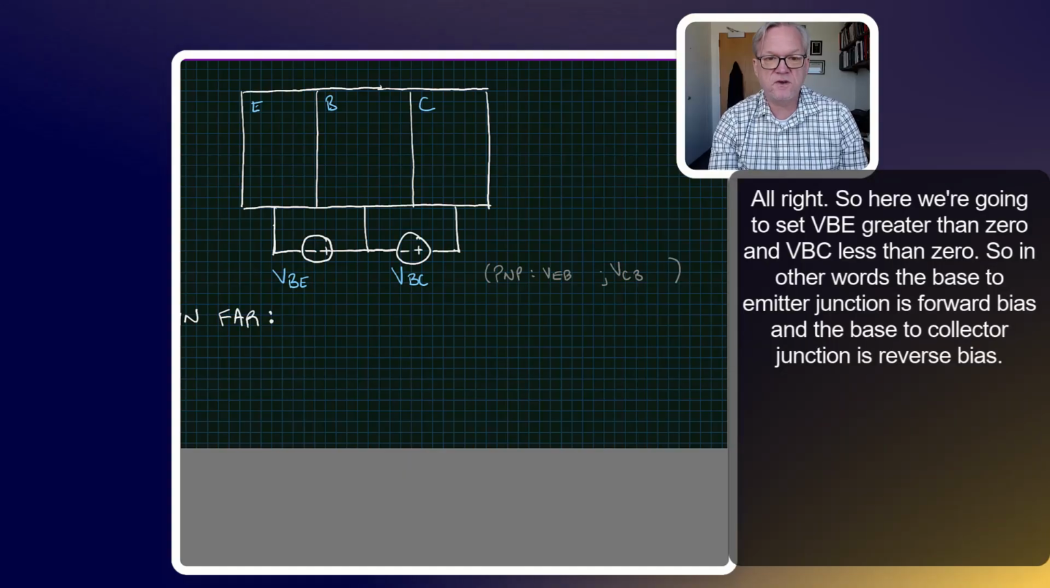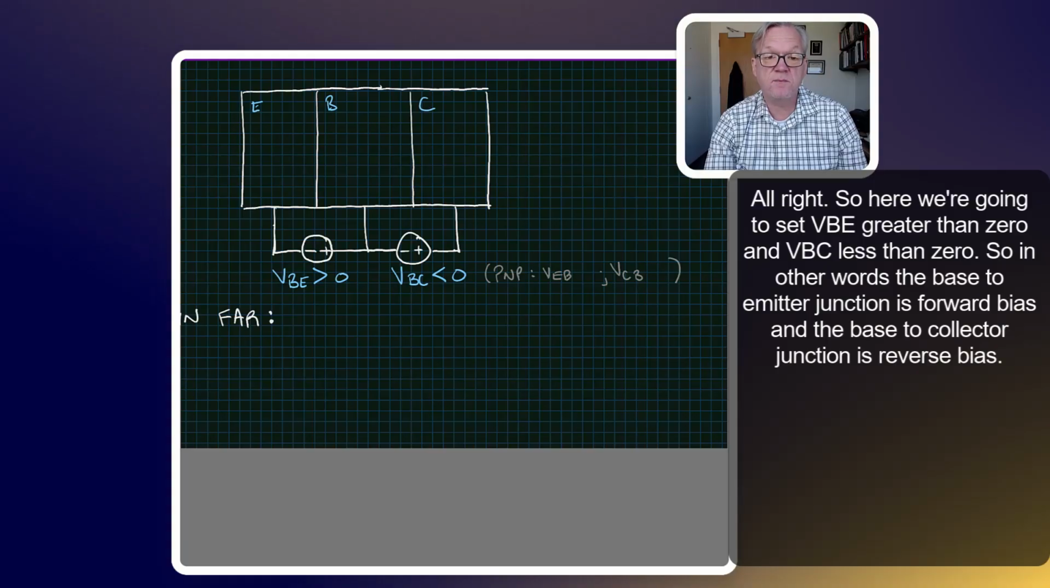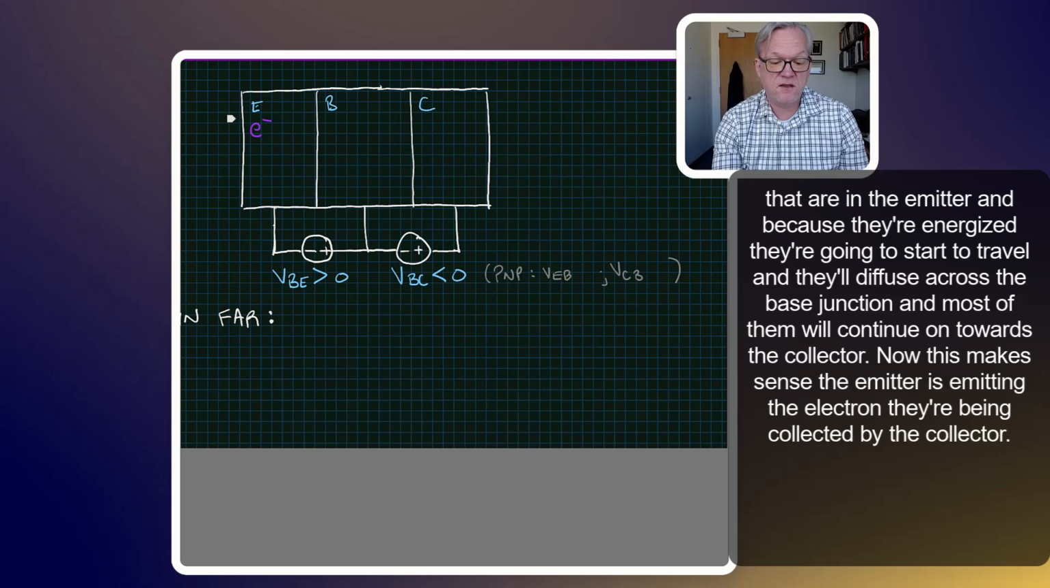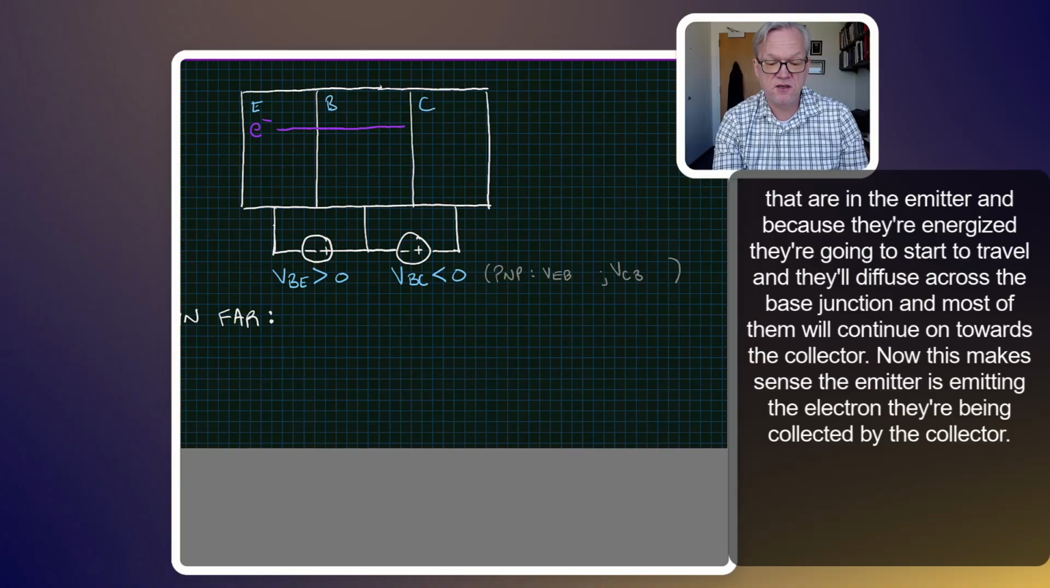All right, so here we're going to set VBE greater than 0 and VBC less than 0. So in other words, the base to emitter junction is forward biased and the base to collector junction is reverse biased. Now we have electrons that are in the emitter, and because they're energized, they're going to start to travel and they'll diffuse across the base junction, and most of them will continue on towards the collector. Now this makes sense. The emitter is emitting the electrons and they're being collected by the collector.